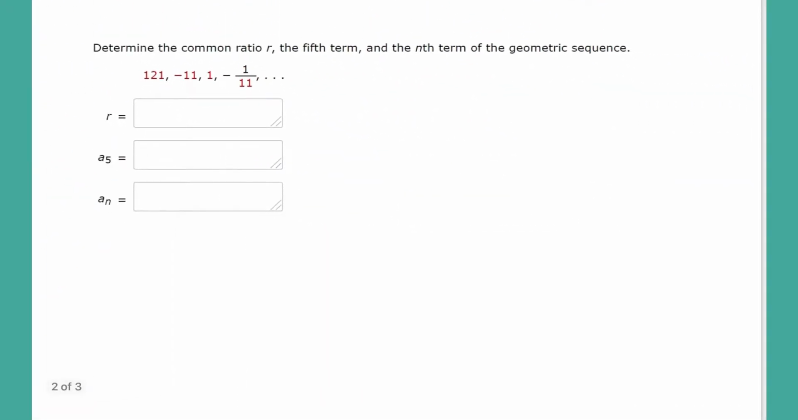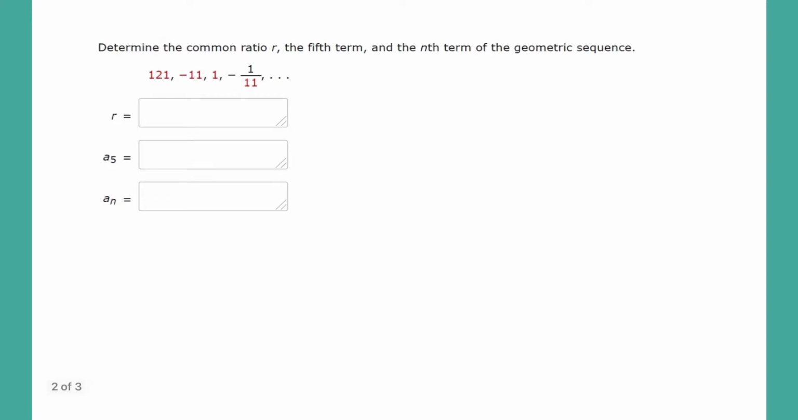All right. Determine the common ratio, the fifth term, and the nth term of the geometric sequence. This time they're telling us that it is a geometric sequence. Therefore, we can apply that formula to figure out what the common ratio is. It's the second term divided by the first term, which in this case would be -11 over 121, which would simplify to 1 over -11. So that is our common ratio.